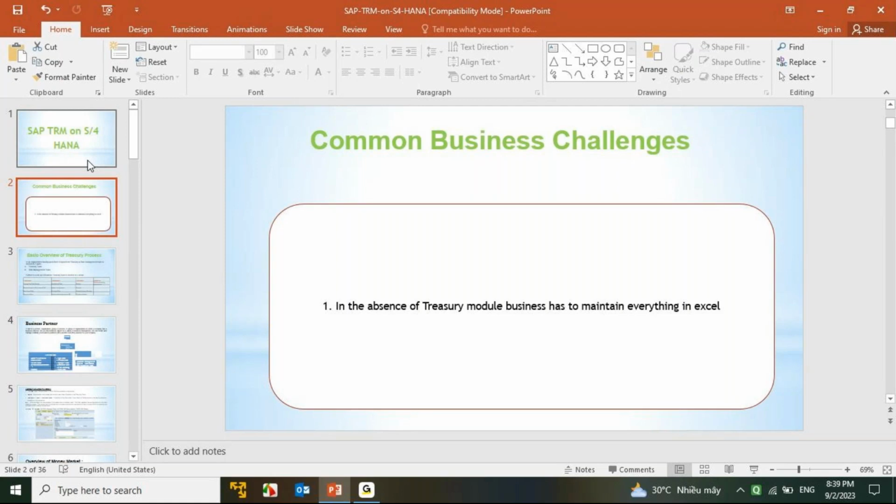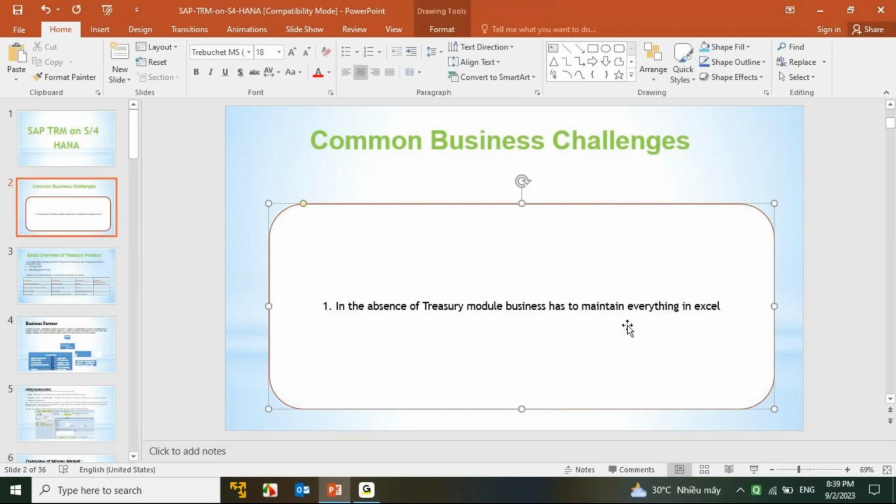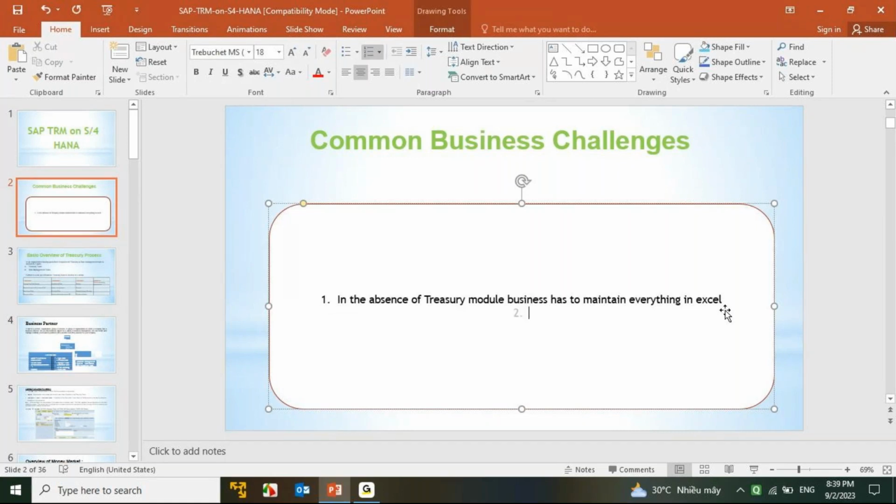I find that the business processes are all fine, but because they don't have any integrated SAP treasury system, they maintain all this activity in Excel. So this is the first point: in the absence of any comprehensive treasury module, the business normally maintains everything in Excel. What are the other things? When they are maintaining everything in Excel, they are also maintaining all the accounting entries by manual JV, right? Manual JV means an accounting posting, a journal voucher.